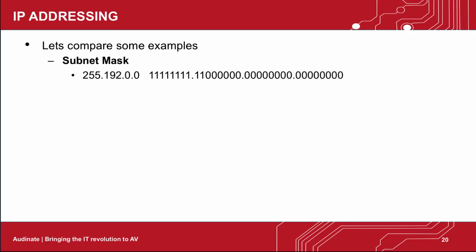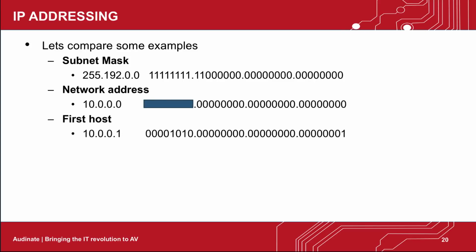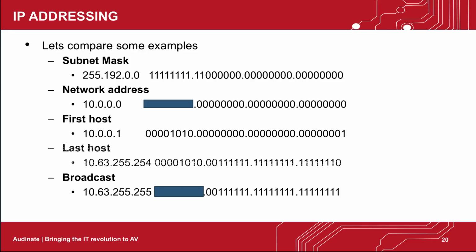Here's a much smaller subnet mask, 255.192.0.0. Here we see our network address. Our first host, which is 1 more than that, and our broadcast address. Now our last host, which is 1 less than our broadcast address. So IP subnet masks in binary are much easier to look at than doing them in decimals.